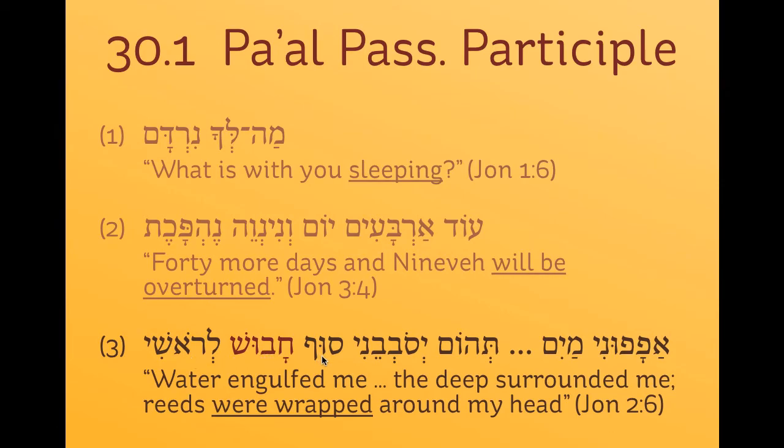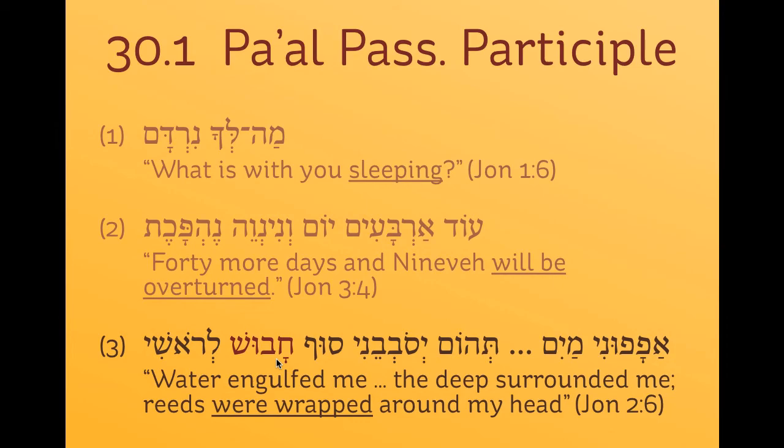So I say reeds were wrapped because as a Paul participle, it is concurrent with the context, which is past tense here, so were wrapped. And then as a Paul passive participle, it describes a perfective aspect, meaning the wrapping action is complete. So if you could see Jonah at this point in time, you'll see that reeds were wrapped around his head. The wrapping is complete. His head is covered with the reeds.